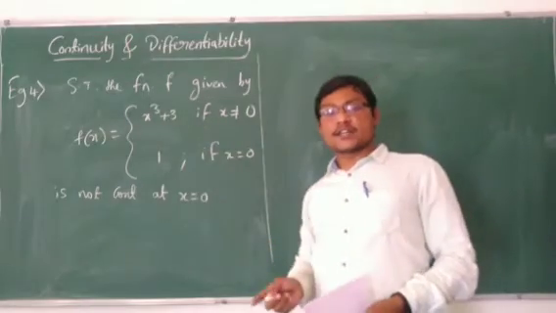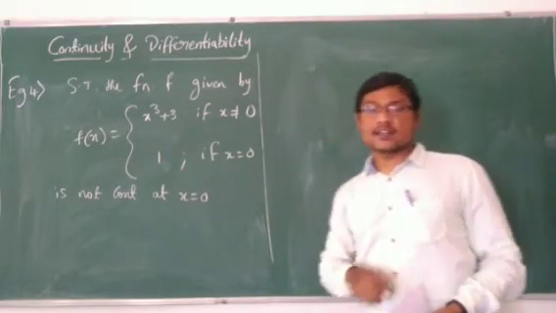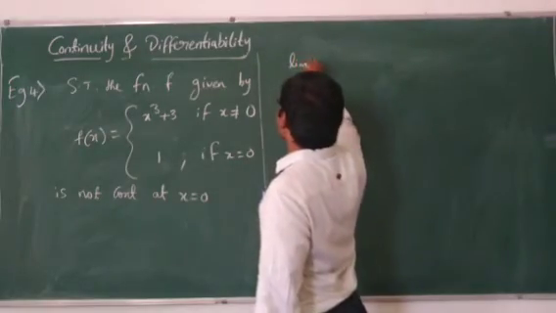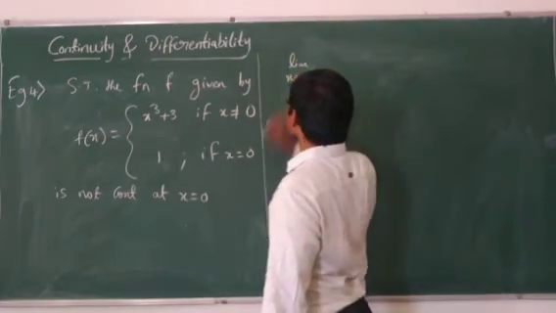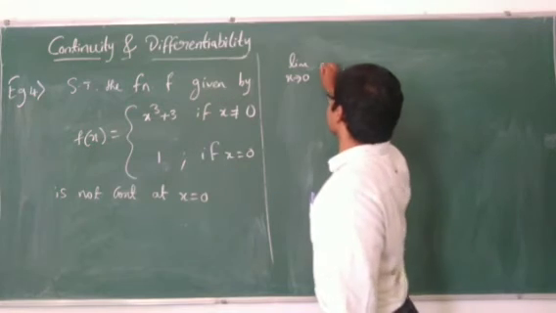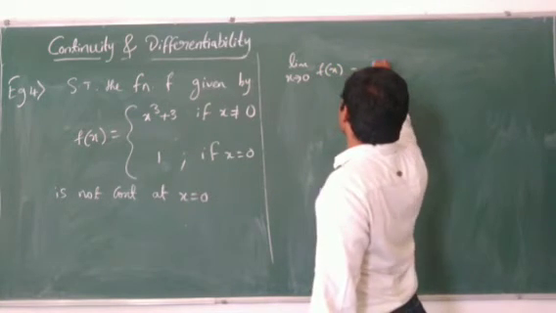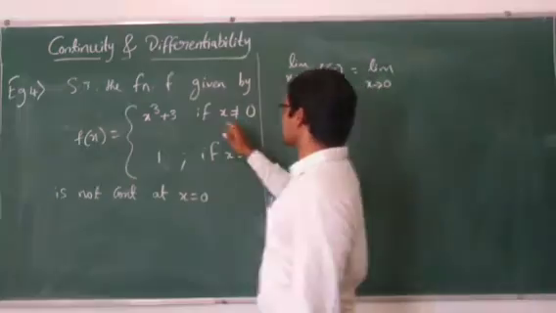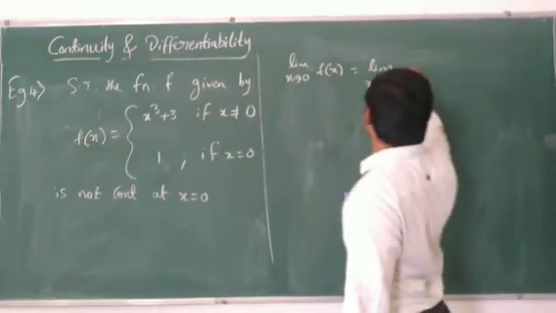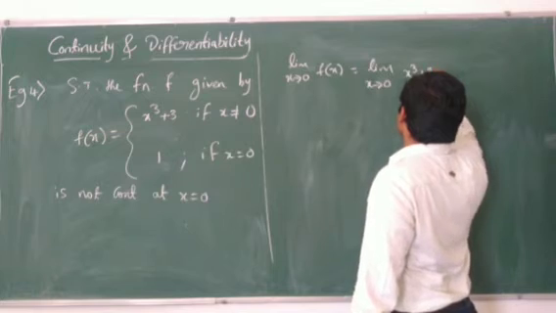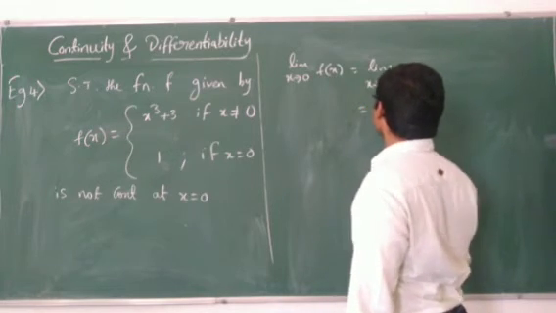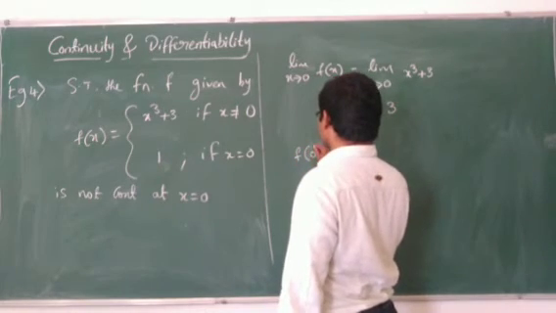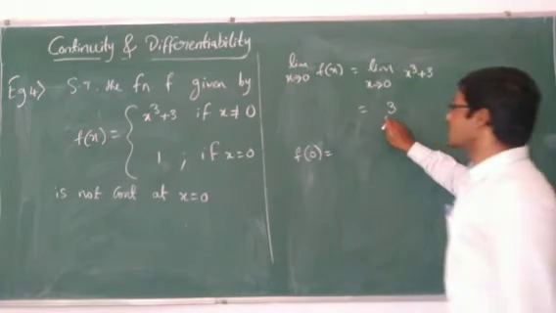If we have less than or greater than, only then we take the left hand or right hand limit. So here we can directly take the limit as x tends to 0 of f of x, which is equal to the limit as x tends to 0 of x cube plus 3, which is equal to 0 plus 3. This is the limit value. The limit value is 3.